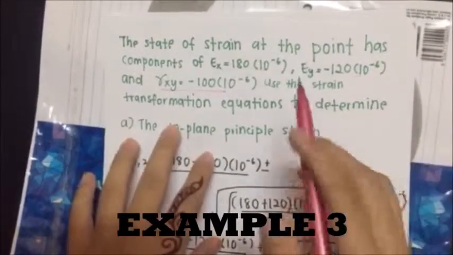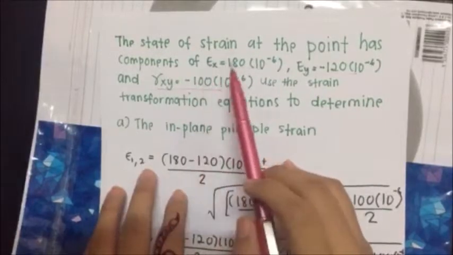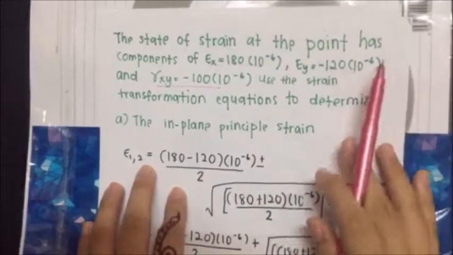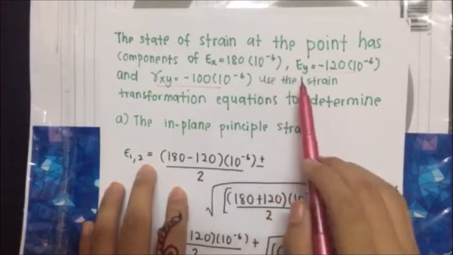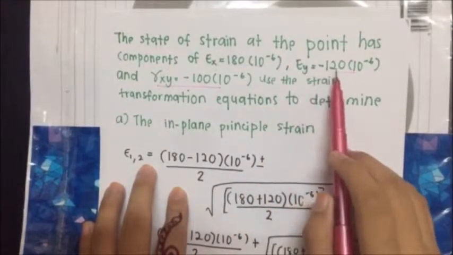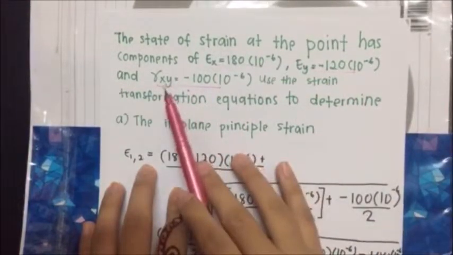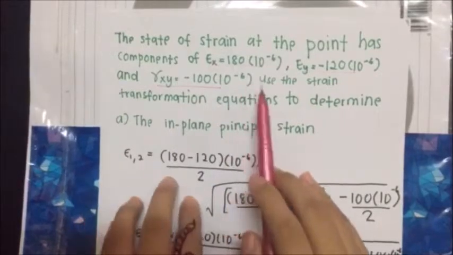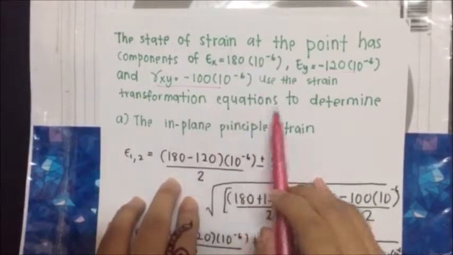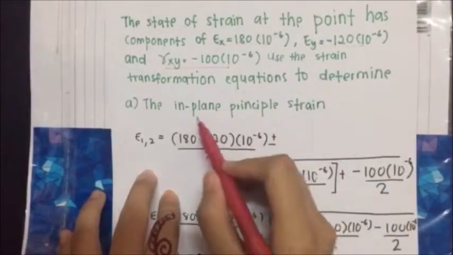Okay, next example. The state of strain at a point has components of normal strain along the x direction, which is 180 times 10 to the power of negative 6, normal strain in the y direction which is negative 120 times 10 to the power of negative 6, and also shear strain of x and y which is negative 100 times 10 to the power of negative 6. Use the strain transformation equations to determine A, which is the in-plane principal strain.